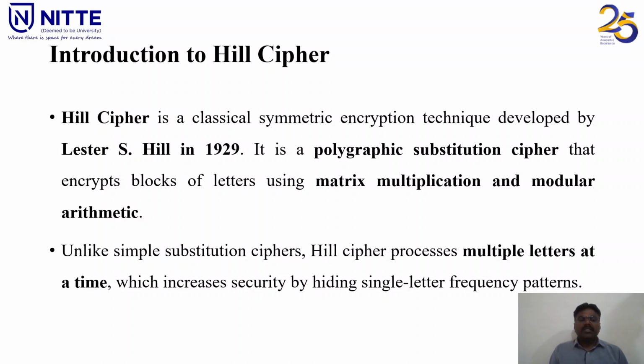Coming to the introduction, Hill Cipher is a classical symmetric encryption technique developed by Lester S. Hill in the year 1929. It is basically a polygraphic substitution cipher that encrypts blocks of letters using matrix multiplication and modular arithmetic. Unlike other simple substitution techniques, Hill Cipher processes multiple letters at a time, which increases the security by hiding the single letter frequency patterns.